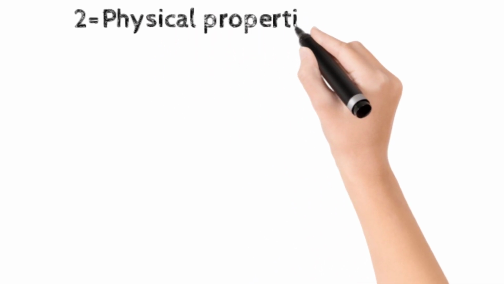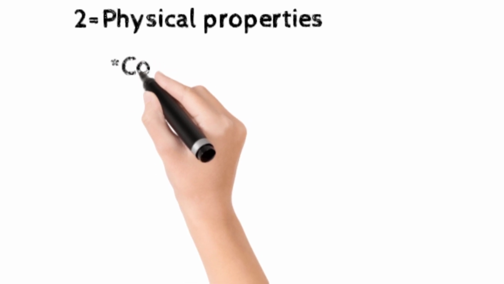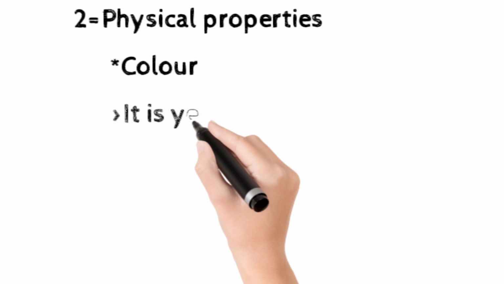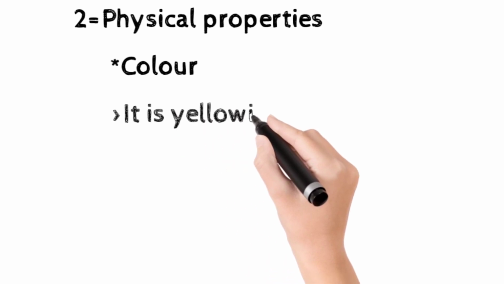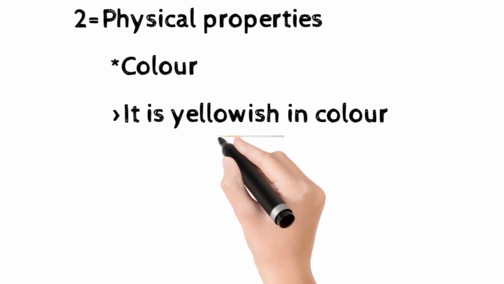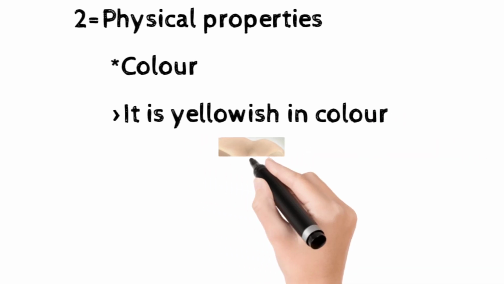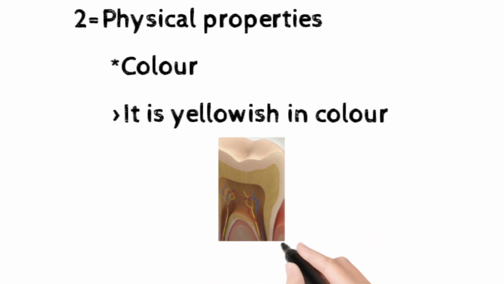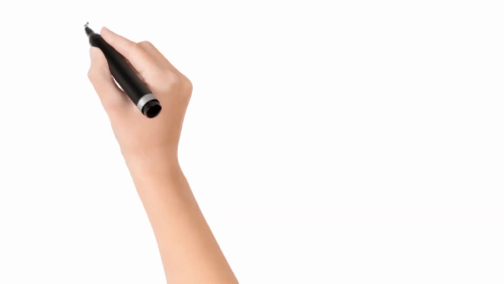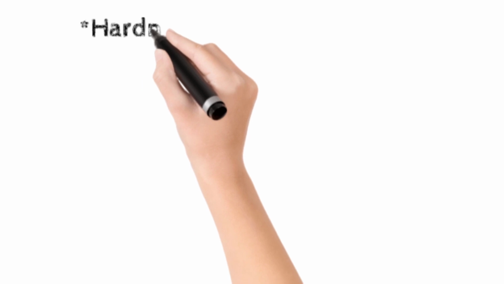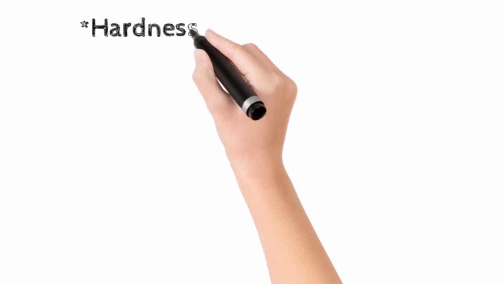Now after definition, come to the physical properties of the dentin. In physical properties, we will study first the color. The color of dentin is yellowish. Look at this diagram. The outer layer is the enamel, which is whitish, and the second is the dentin, which is yellowish in color. Now the second is the hardness.